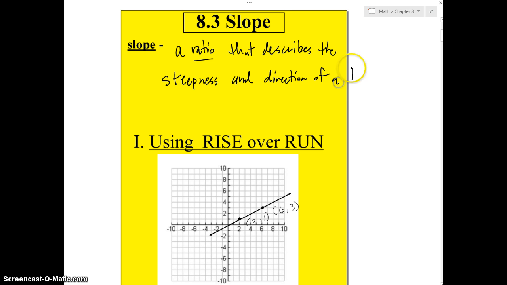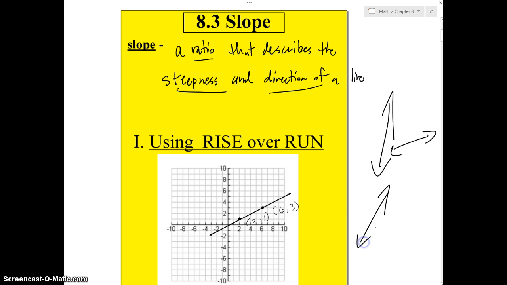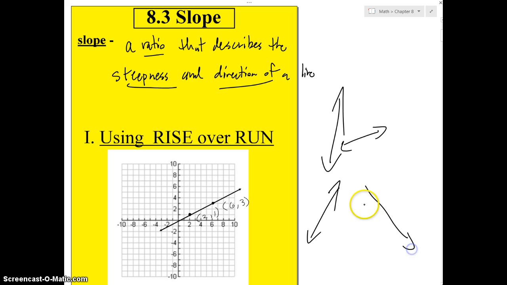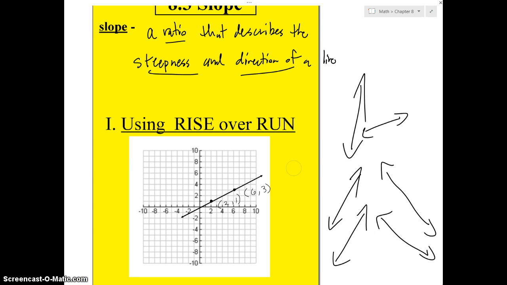And what we mean by that is this. Is it steep? Is it really up and down, or is it flatter? And by direction, is it going up or is it going down? So looking at it from left to right, is it going up or is it slanting down? So that's kind of what this ratio tells us.